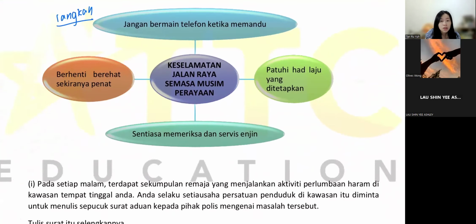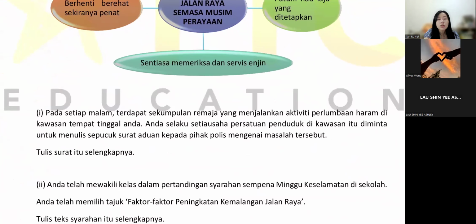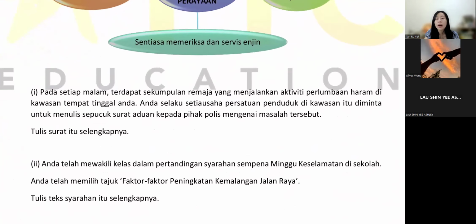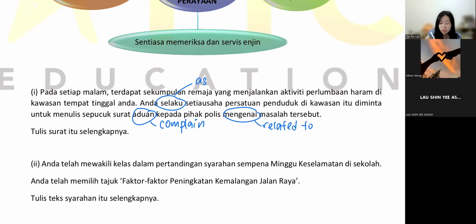Okay. For example, pada setiap malam, terdapat sekumpulan remaja yang menjalankan aktiviti perlumbaan haram, which is illegal racing, di kawasan tempat tinggal anda, at your place. Anda selaku means as. Setiap usaha sekretari persatuan penduduk di kawasan itu diminta untuk menulis surat aduan. Aduan means complaint. Kepada pihak polis mengenai means related to masalah tersebut. Tulis surat tersebut. Okay, this is what format. When you're writing a complaint letter, you need to write surat kiriman rasmi or surat kiriman tidak rasmi.